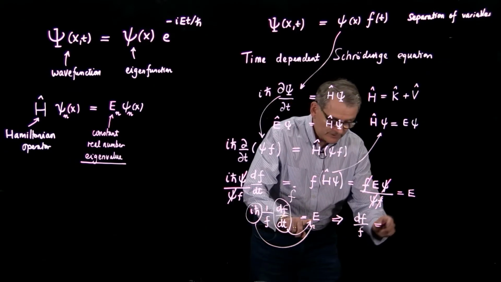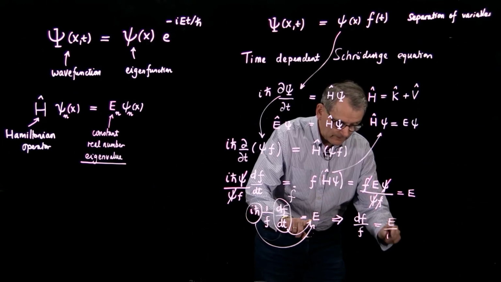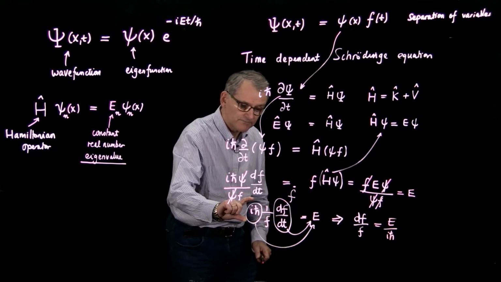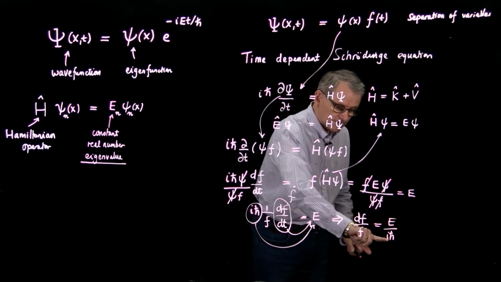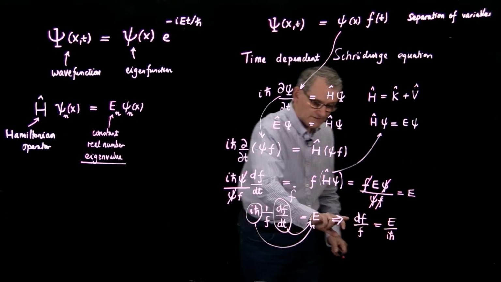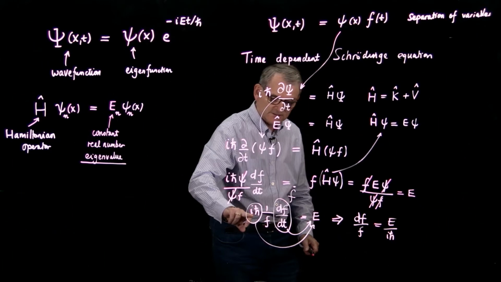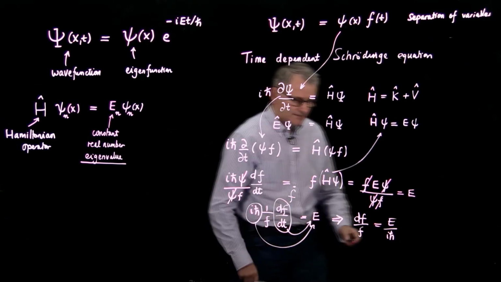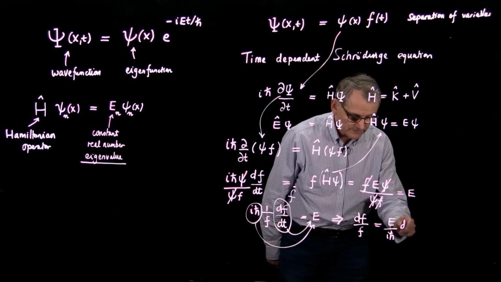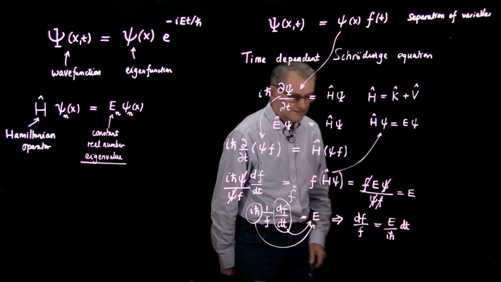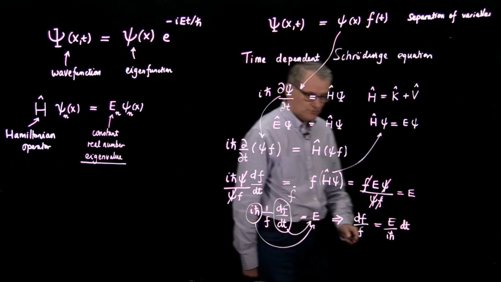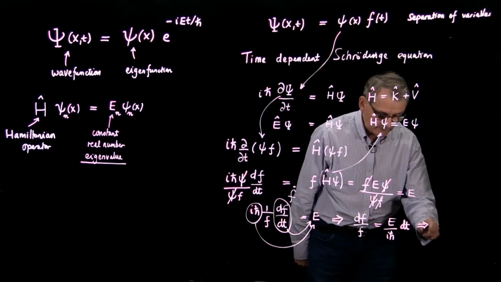So if I divide both sides by i h bar, that means i h bar is in the denominator here. The i h bar is cancelled because I've divided through. I'm also going to transpose this, and I get df on f is equal to E on i h bar dt. And you can see that this is a simple differential equation whose solution is the following.